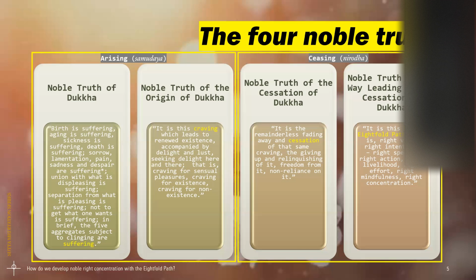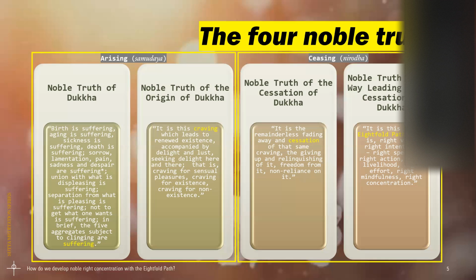So we can see that dependent origination comes through this. We can see this in the Four Noble Truths. The first two Noble Truths are the arising, the samudaya. This is how we construct our existence out of one of the three kinds of craving. And so that then becomes the condition for birth. And with birth comes aging and death, and then the whole mass of suffering.